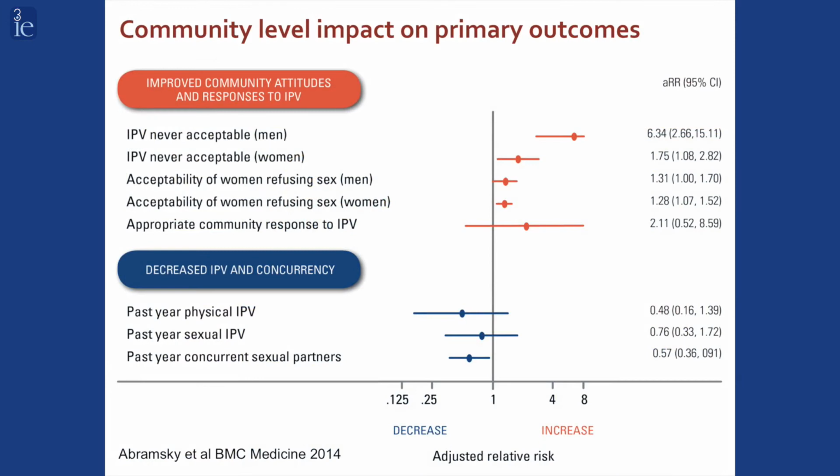Summarising our primary impact on our primary outcomes, the red is the areas where we hypothesised we would have an improvement in the outcomes, and that shows you what we achieved. So we had improvements in all of our outcomes in terms of improvements in the lack of tolerance to partner violence by men and women, improved acceptability that women can refuse sex by men and women, and then that one-on community responses to violence, and you can see that big confidence interval there.